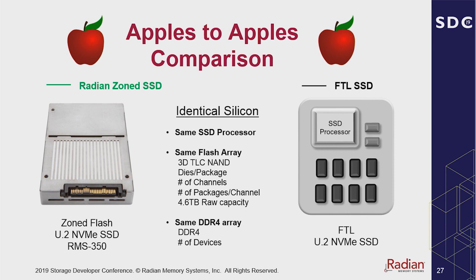Here we have a head-to-head performance benchmark with our Radian Zoned SSD and an FTL-based SSD from a leading vendor. What's really cool about this is that the two SSDs have identical silicon, making the hardware truly apples to apples. They each have the same NAND array, including the exact same NAND memory and total raw capacity, the same DDR capacity, and the same SSD processor. And maybe not surprisingly, if we were to test these two SSDs down at the NVMe device level, the performance is pretty similar. But it's not very representative of the target system configurations we've been discussing.